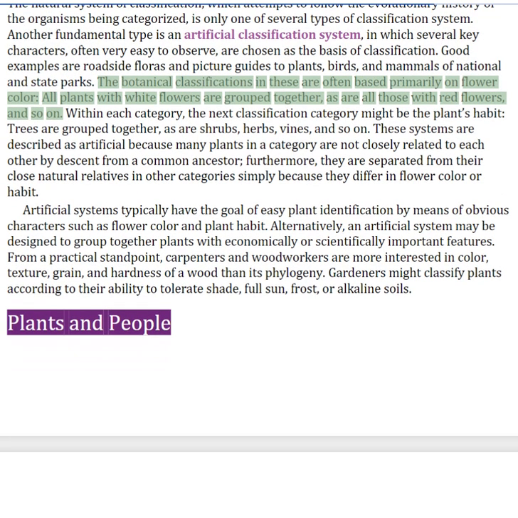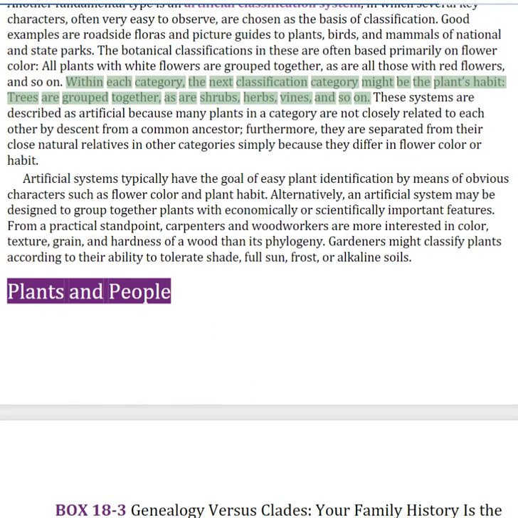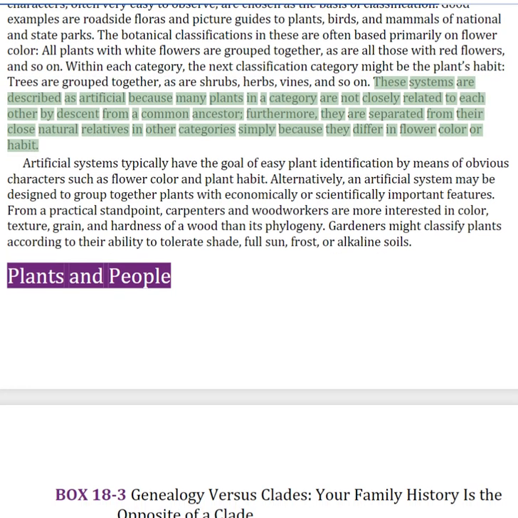The botanical classifications in these are often based primarily on flower color. All plants with white flowers are grouped together, as are all those with red flowers, and so on. Within each category, the next classification category might be the plant's habit. Trees are grouped together, as are shrubs, herbs, vines, and so on. These systems are described as artificial because many plants in a category are not closely related to each other by descent from a common ancestor.